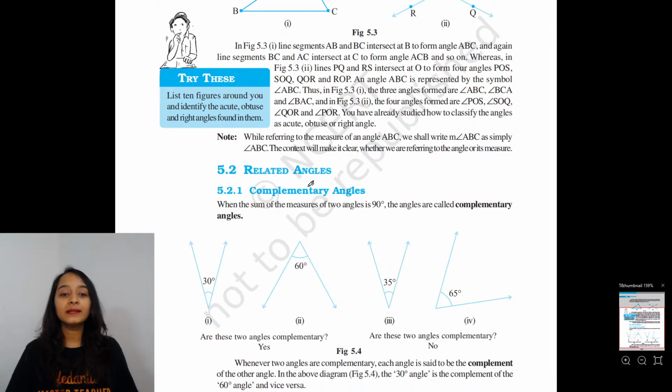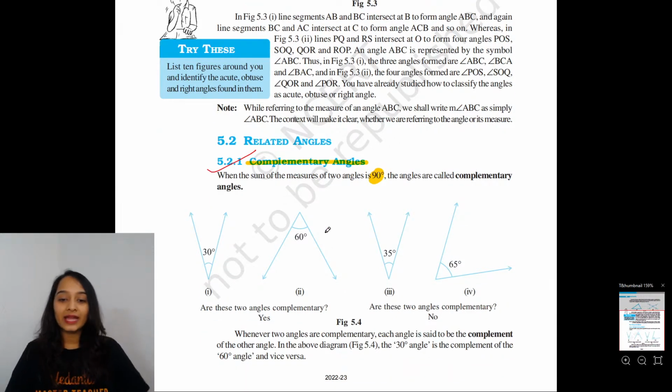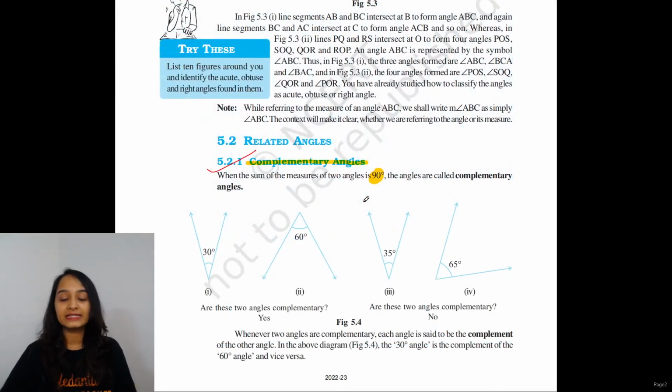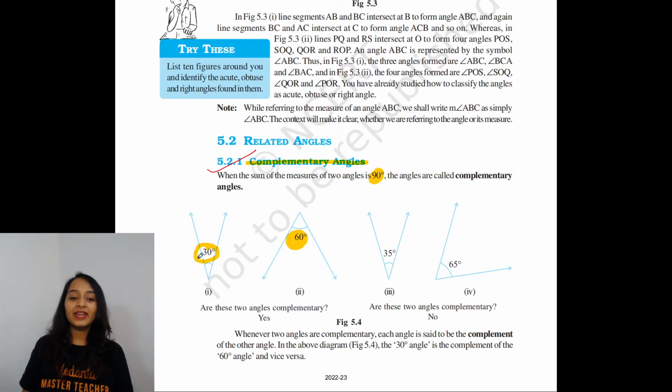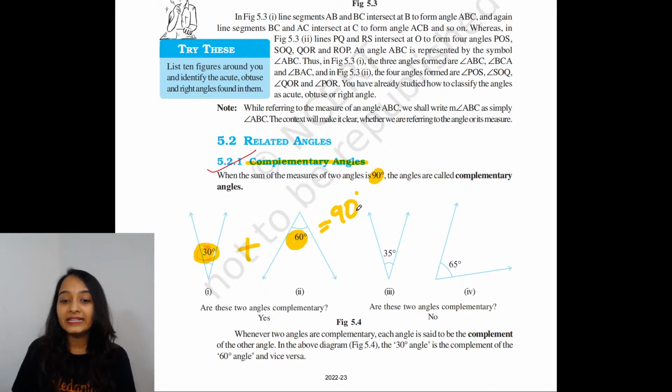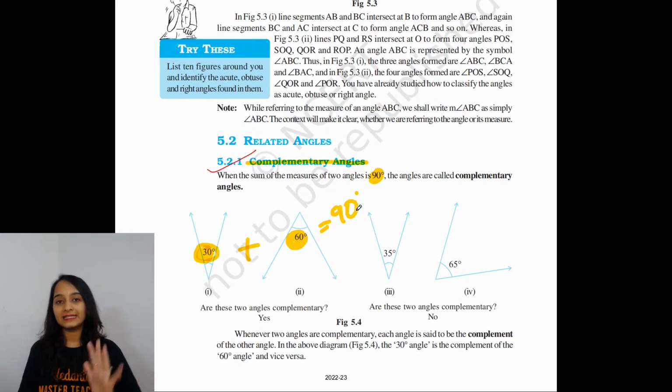Now we have learnt about related angles. When you add 2 angles, if they add up to 90 degrees, they are called complementary angles. For example, 30 and 60. When I add 30 degrees and 60 degrees, I am getting the answer 90 degrees. So 30 and 60 are called complementary angles. The complement of 60 is 30, the complement of 30 is 60.